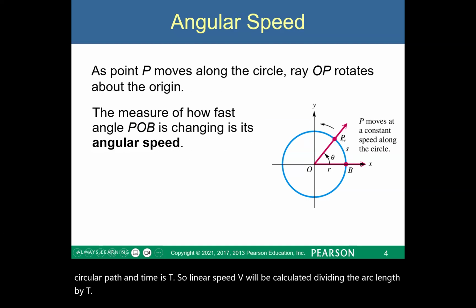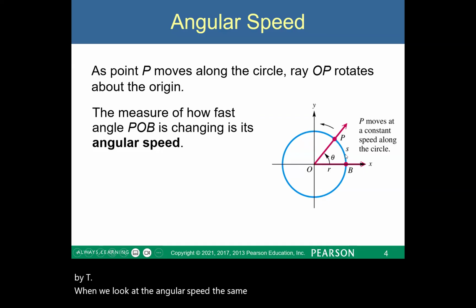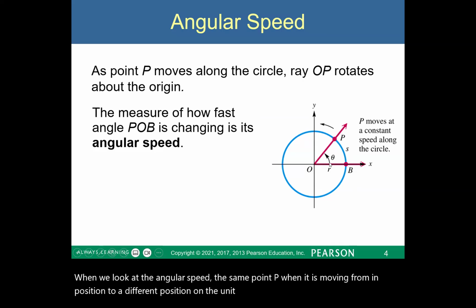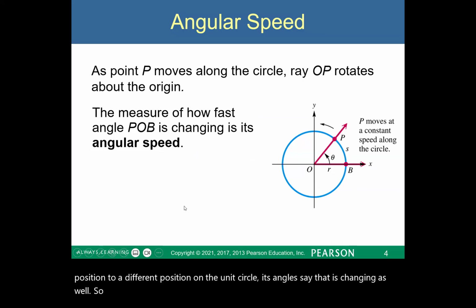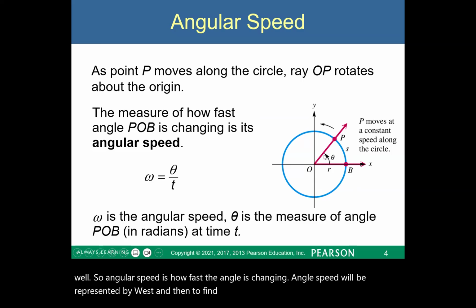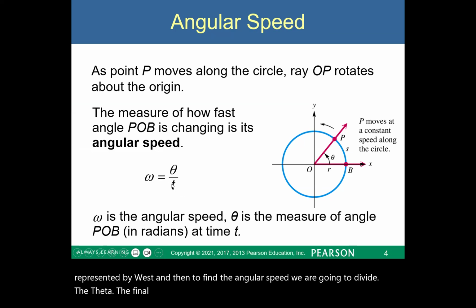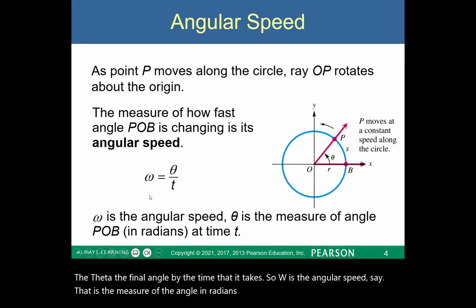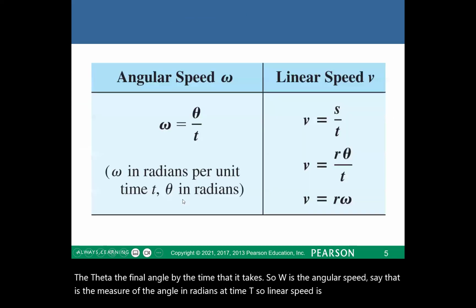When we look at the angular speed, the same point P, when it is moving from any position to a different position on the unit circle, its angle theta is changing as well. So angular speed is how fast the angle is changing. Angular speed will be represented by W, and to find the angular speed, we divide theta, the final angle, by the time that it takes. So W is the angular speed, theta is the measure of the angle in radians at time t. Linear speed is V, angular speed is W.